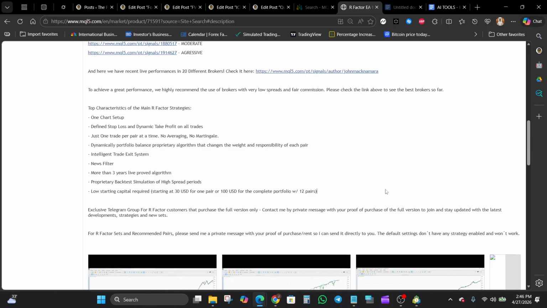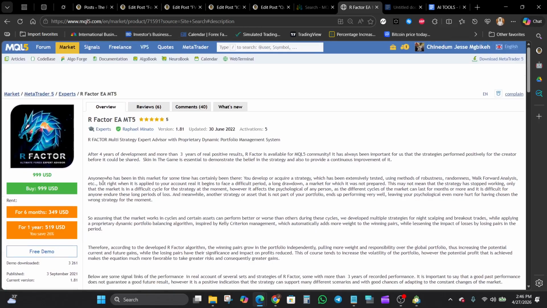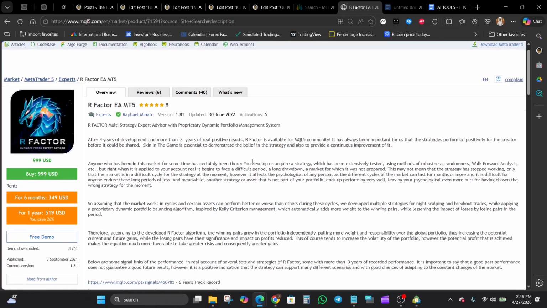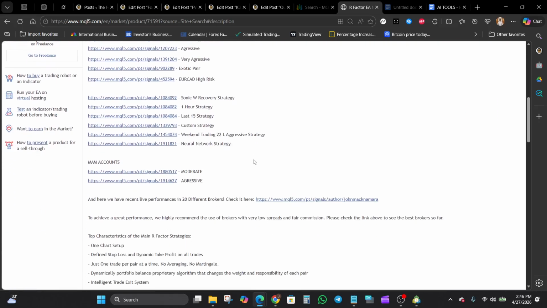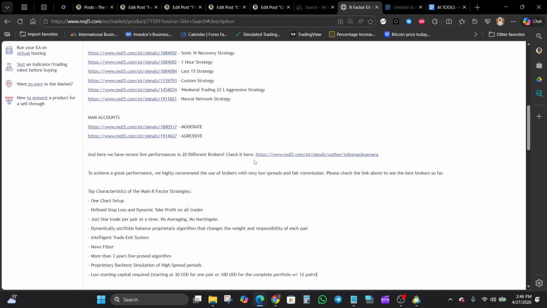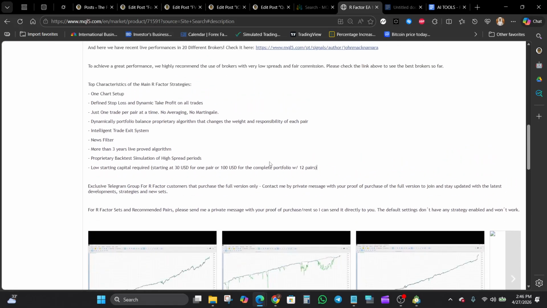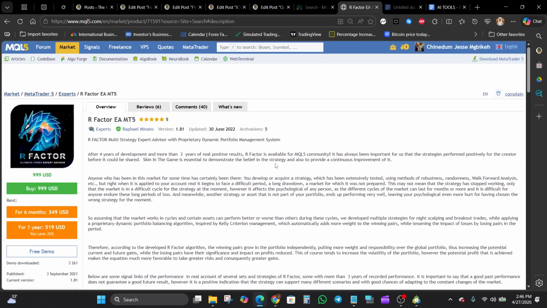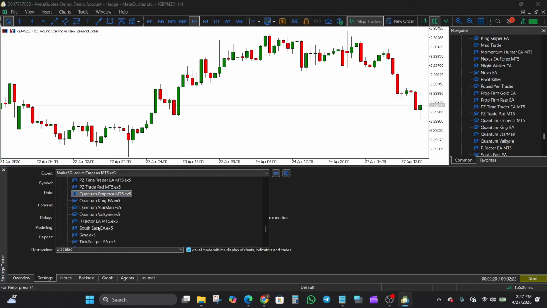So let's just move into the most important part, how this EA actually performs. I have already downloaded the free demo and we are going to be using that on our strategy tester for MT5. Okay, so we are just going to be testing the R factor EA. Let's select it.